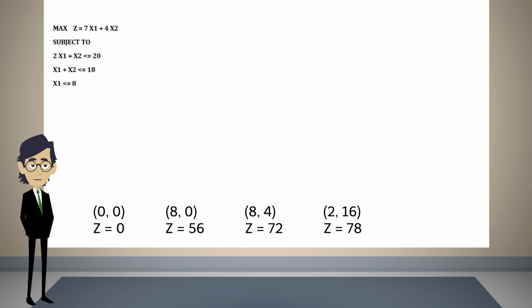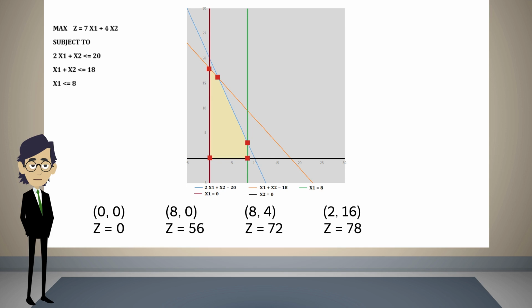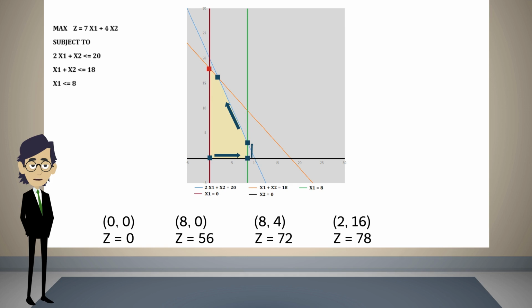Let us keep these points, and go back to the graphical method. If you observe the vertices of the figure, you will realize that the solution started at the origin, then it moved to the point 8, 0, then to the point 8, 4, and finally, to the point 2, 16. This is the mechanics of the simplex method. The method travels from one vertex to another adjacent vertex, which improves the solution. When none of the adjacent vertices improves the solution, we have reached the optimal point.